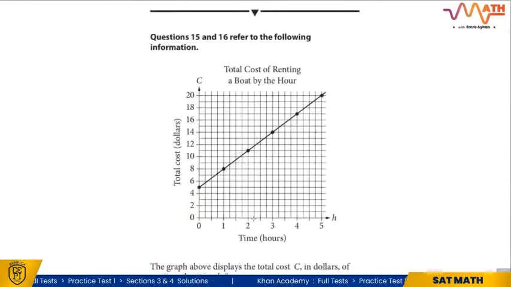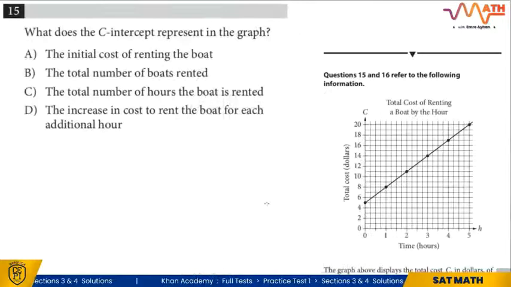Questions 15 and 16 refer to the following information. The graph above displays the total cost of renting a boat by the hour. Let's look at the questions. What does the C-intercept represent in the graph? The C-intercept, this point here, right? What does it represent?